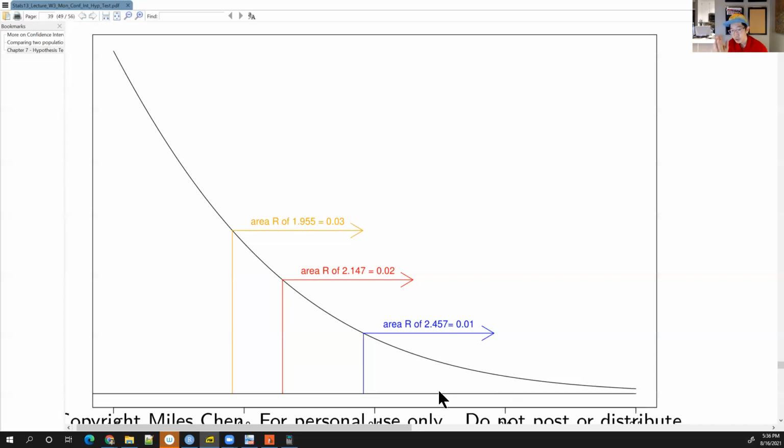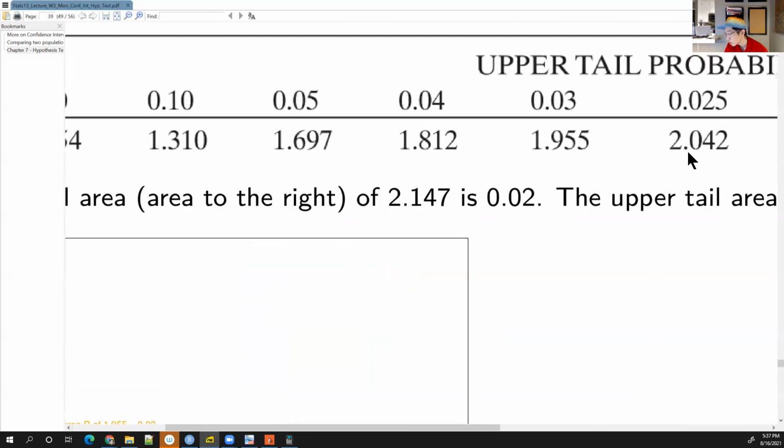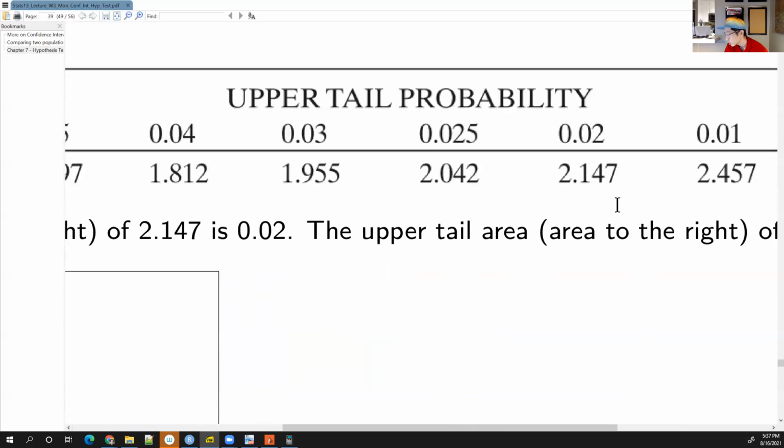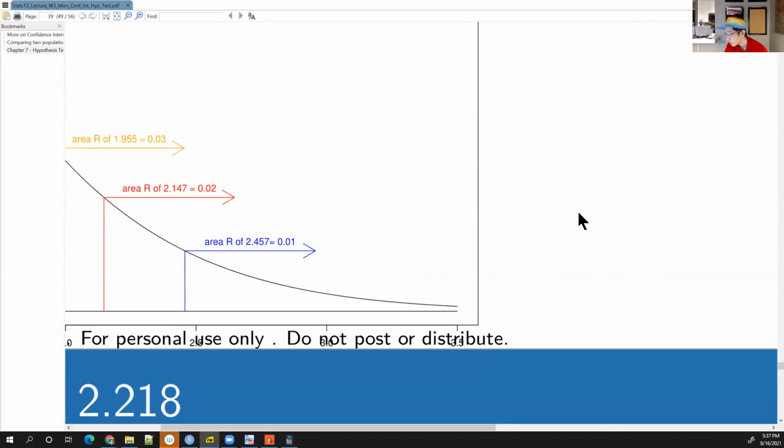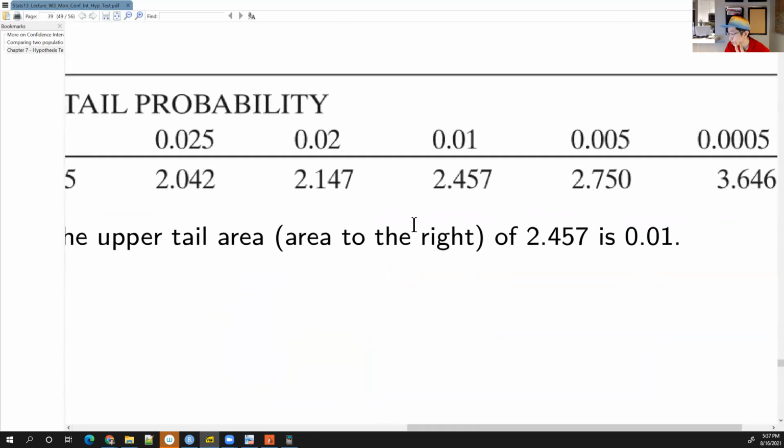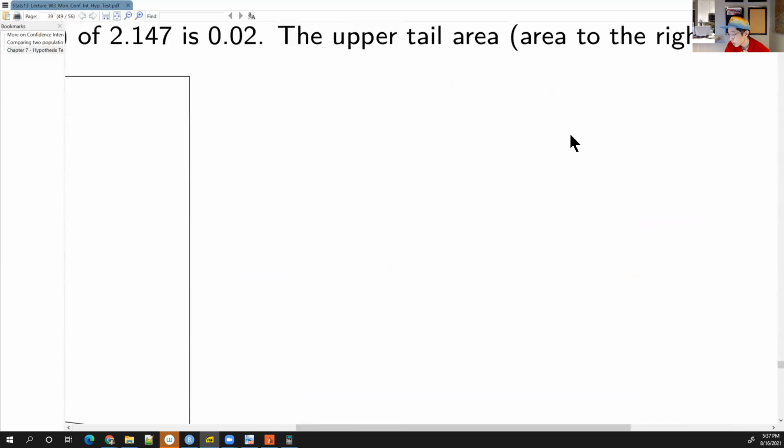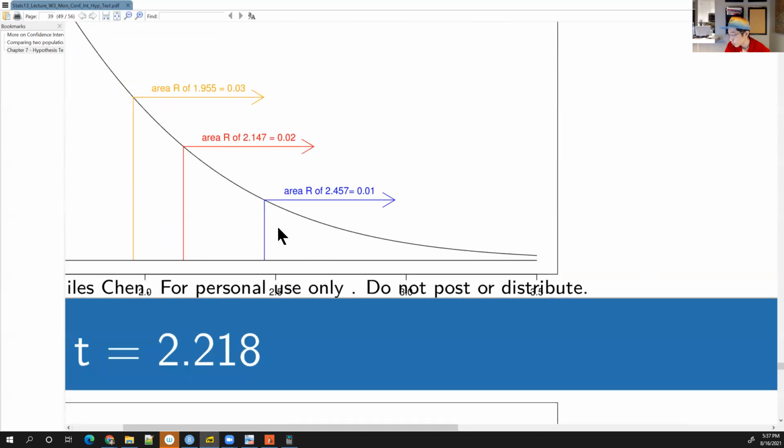If you go farther away from zero, farther out to 2.147, and you shade everything to the right of 2.147, the amount that you've shaded is going to be 2%. And if you go even farther away to 2.457, the amount that you shade to the right of 2.457 is 0.01.